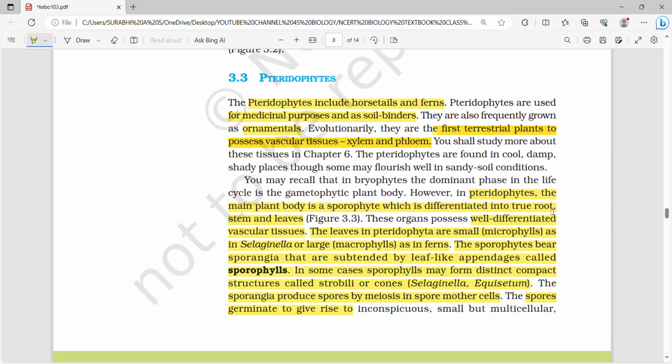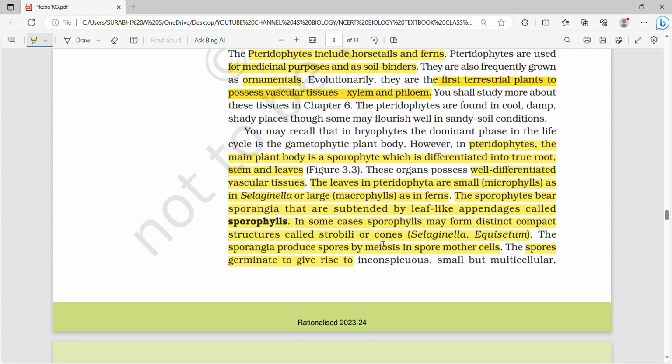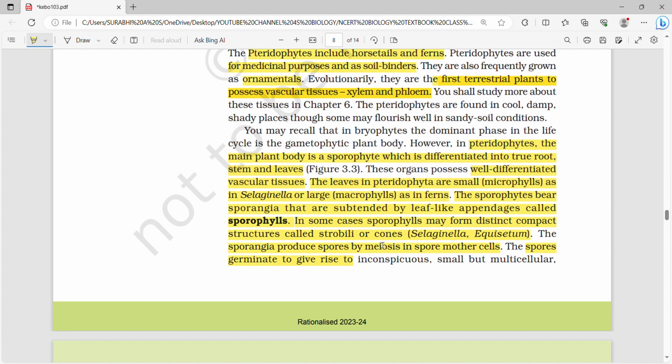This is also important. Next, moving on to the pteridophytes. The pteridophytes include horsetails and ferns. Okay, bryophytes include liverworts and mosses, and this includes horsetails and ferns. These are mainly used for ornamental purposes, and also for medicinal purposes and as soil binders. So these are the first terrestrial plants to possess vascular tissue, that is xylem and phloem. Bryophytes were the amphibians of the plant kingdom, and this is the first terrestrial plant group to possess vascular tissues, that is xylem and phloem.